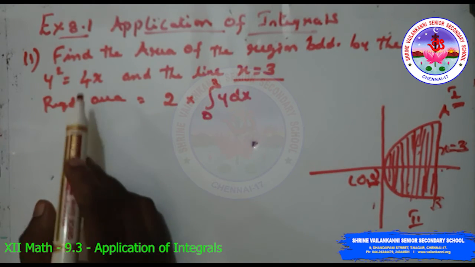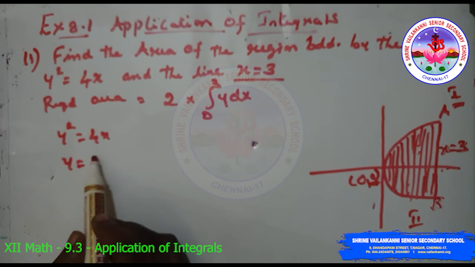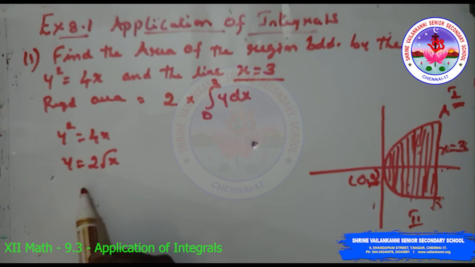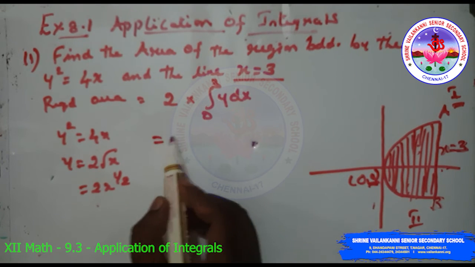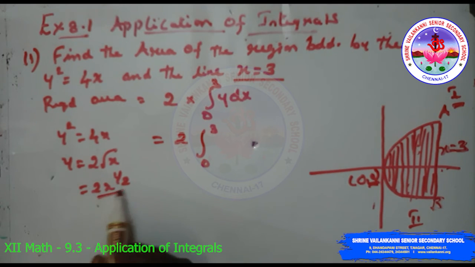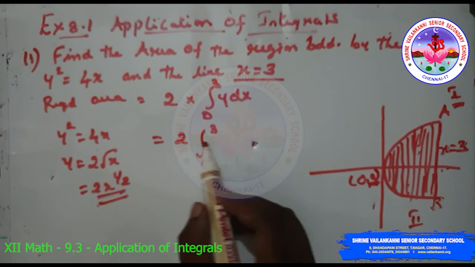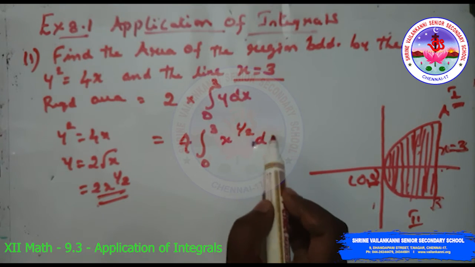So y square equal to 4x. So y is 2 times root x. So root x we can write as x power half. So I am writing this as 2 into integral of 0 to 3, 2 into x power half is y. So I can write this as 4 x power half dx.